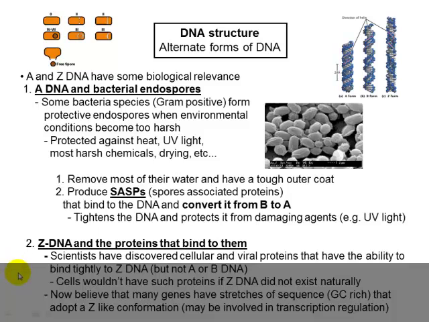Now, Z-DNA, as I mentioned, we know they exist, and we do know about proteins that bind to the Z-DNA. And we also think that close to the centromere, there are packs of Z-DNA structures, because those are very rich in CG bonds. You have very compacted DNA there.